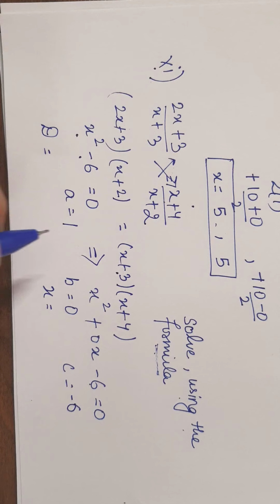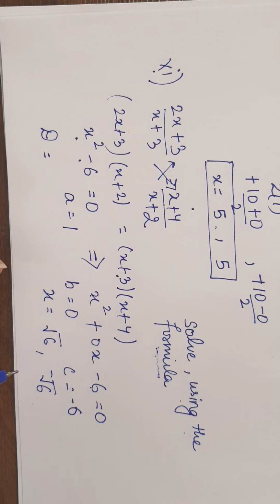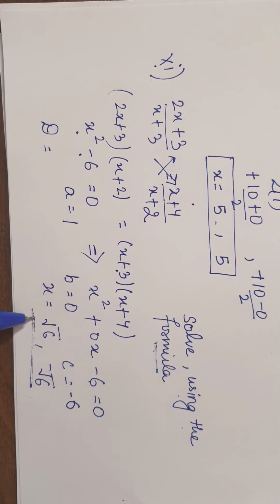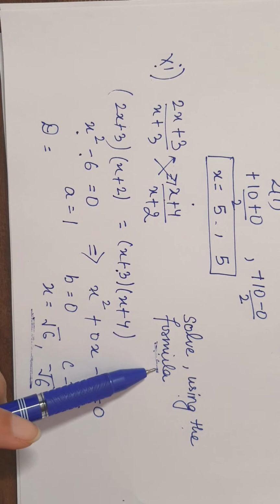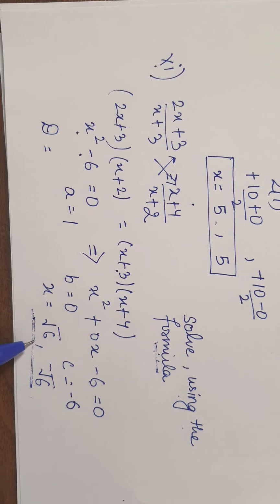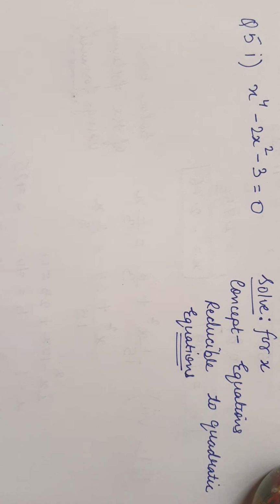The final answers here are under root 6 and minus under root 6. Now here I want you to know why I have not solved this under root: because in the question they are not asking us to solve up to which decimal place. So I am leaving my answer in the roots only. When they ask me to solve it to 2 decimal places or 3 decimal places, in that case I will solve it up to some decimal places. Otherwise I am leaving my answer in the roots only. Kindly complete this question formula wise.